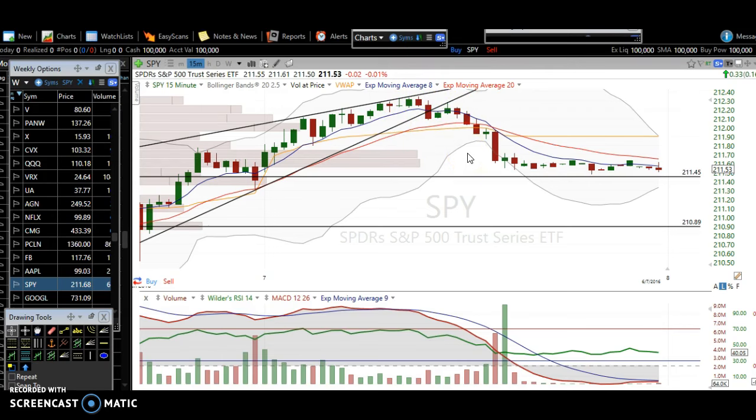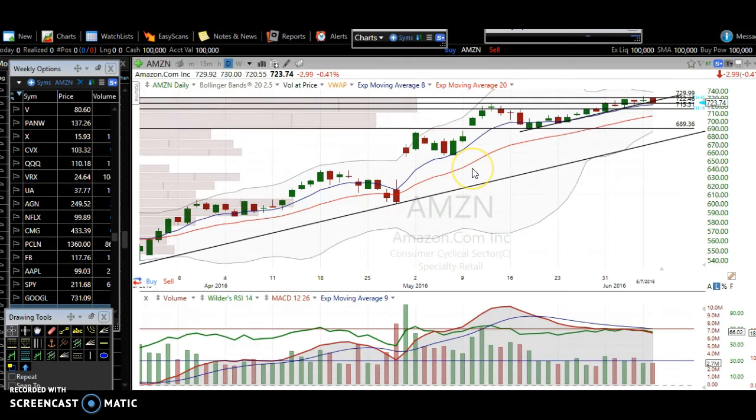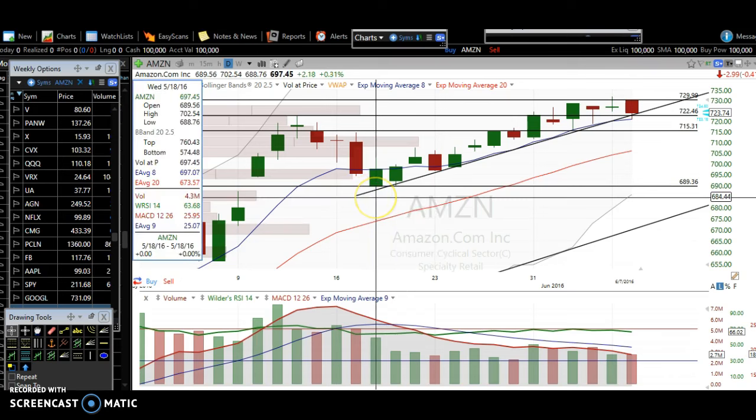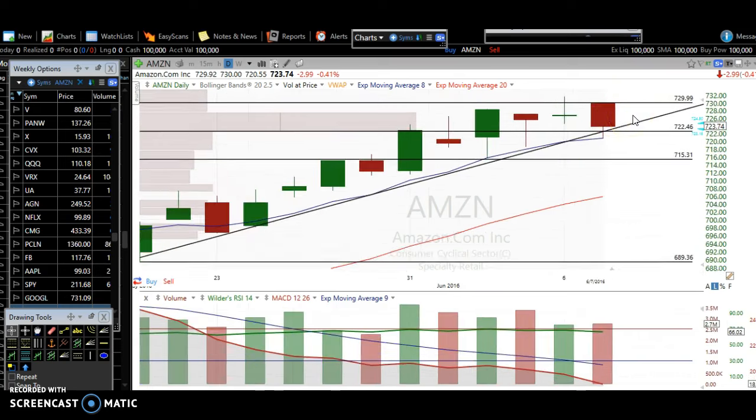Next I want to cover Amazon. A couple things that I want to point out. We've got this trend line that's been valid since the 18th of May. We bounced off of these lows here, a few touches, a couple touches here, and then today's candle closed pretty much right at it. If you zoom in, we bounced from that level just below it, and we're currently still above it.